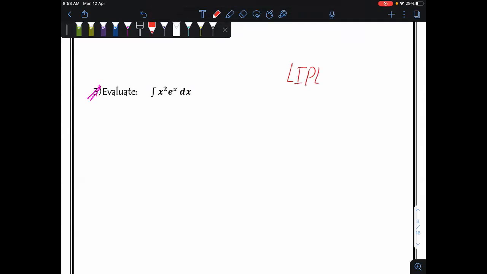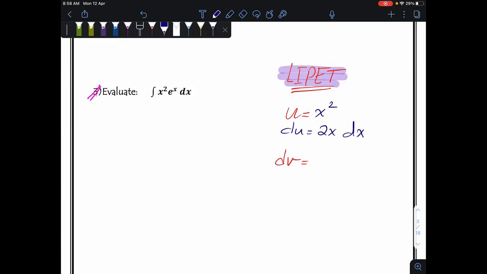If we say that x squared is what? I will remind you quickly, guys, by integration by parts. LIPET: logarithm, inverse, polynomials, exponential, trig. What's u now? x squared. And du is equal to 2x dx. And dv equals e to the power of x, and v equals e to the power of x.